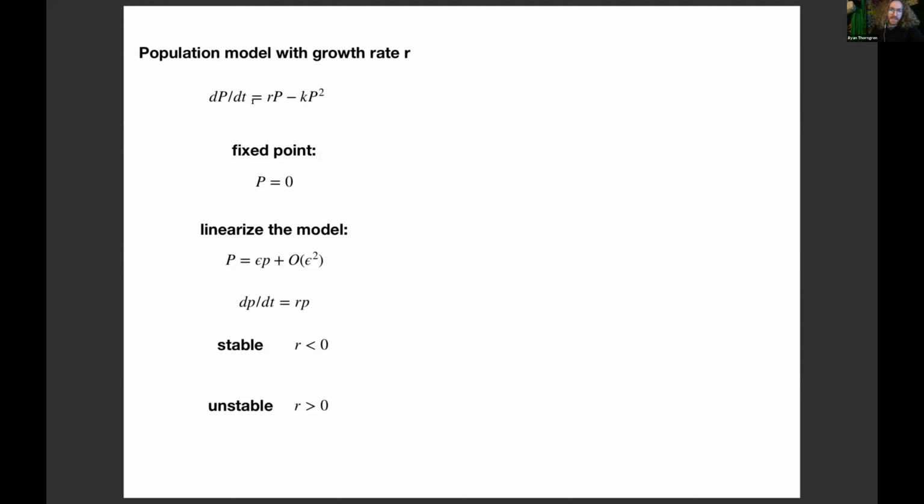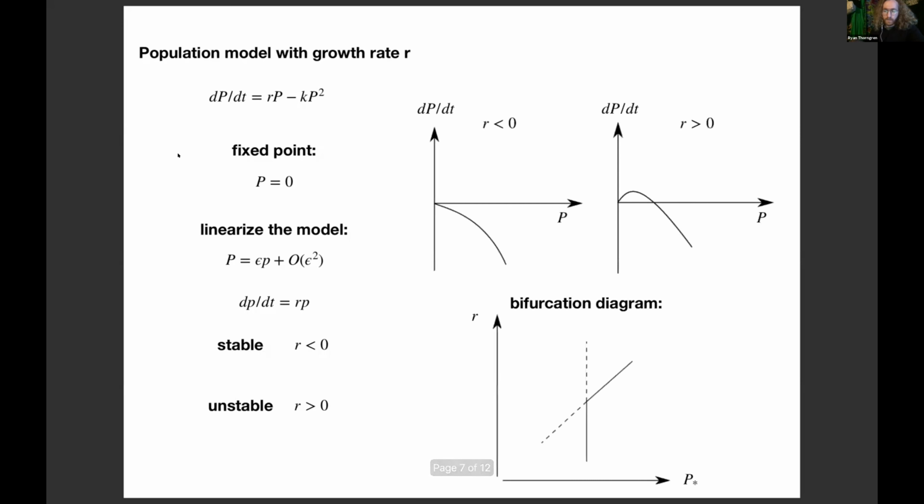Any amount of it, it's a stable equilibrium, any positive population eventually dies out. But if r is greater than 0, it's unstable. And like I said, the quadratic term will catch it. Well, we can see that this happens by drawing the plots.